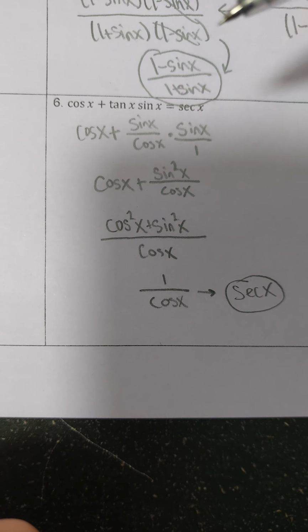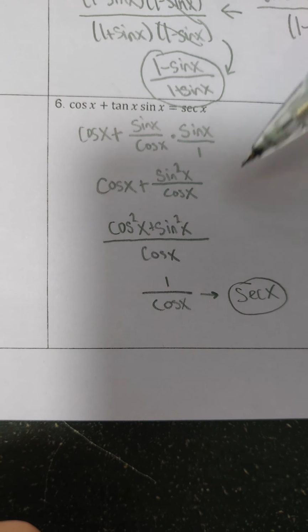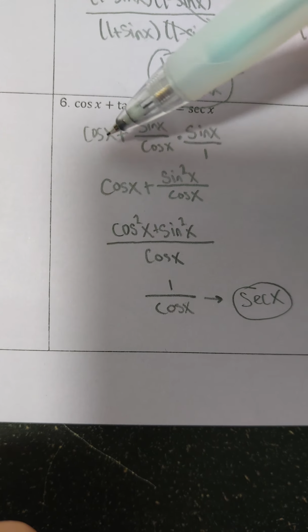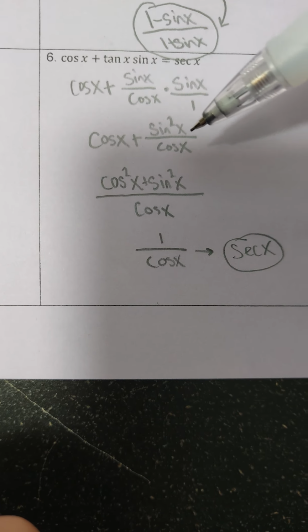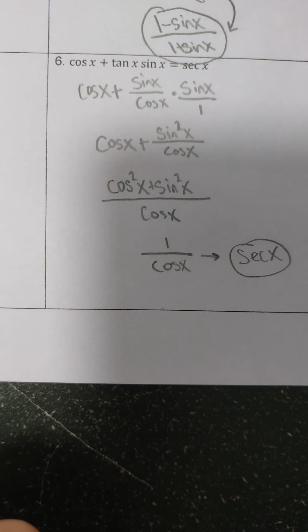Sine is just sine. So we're going to want to do the multiplication first, obviously, because of PEMDAS. You're not going to want to do this addition until you multiply these first. So we get cosine x plus sine squared x over cosine x.